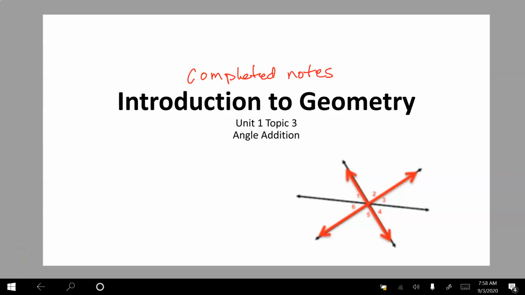Okay, class. Today we're going to do topic 3, angle addition. Earlier we had segment addition. Now we're going to do angle addition.